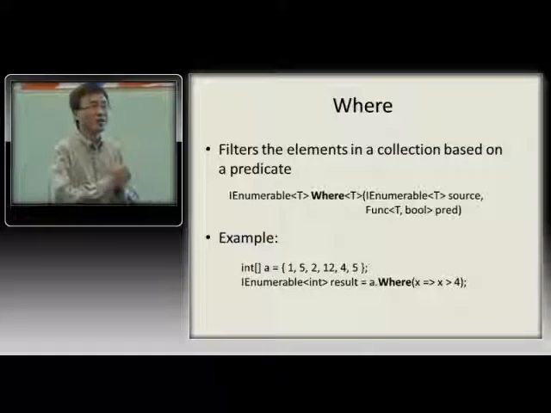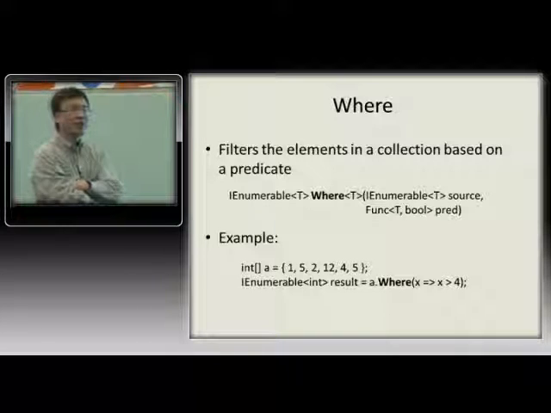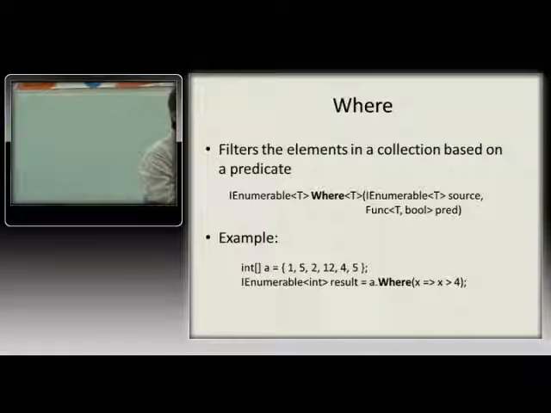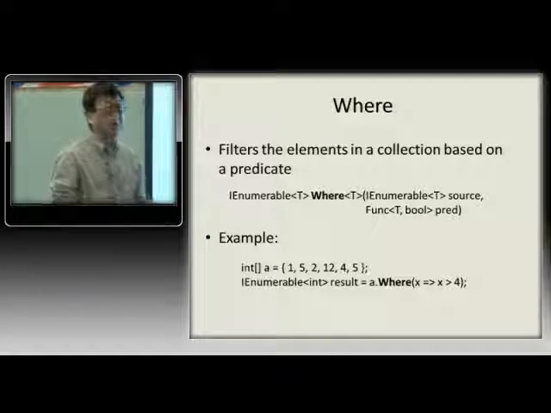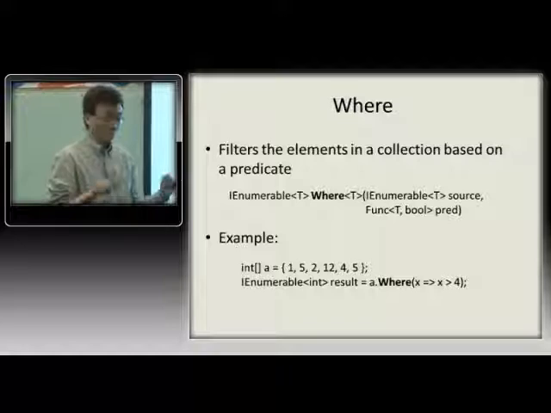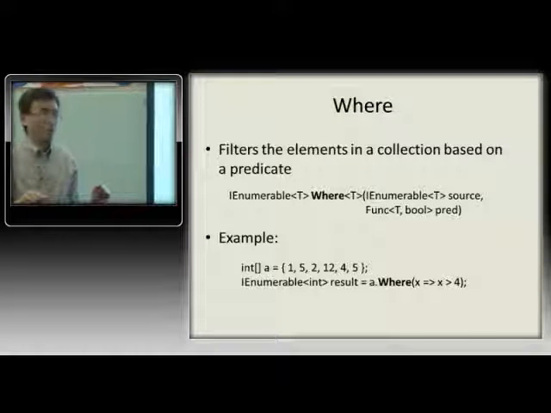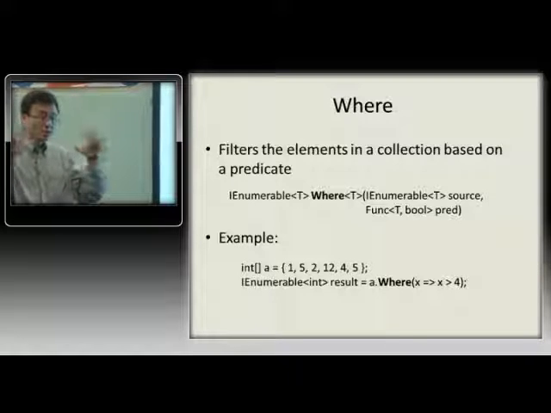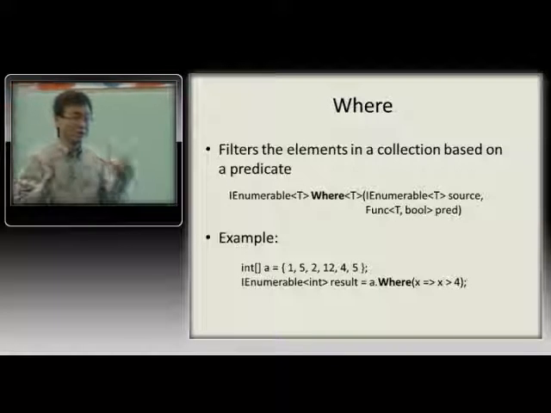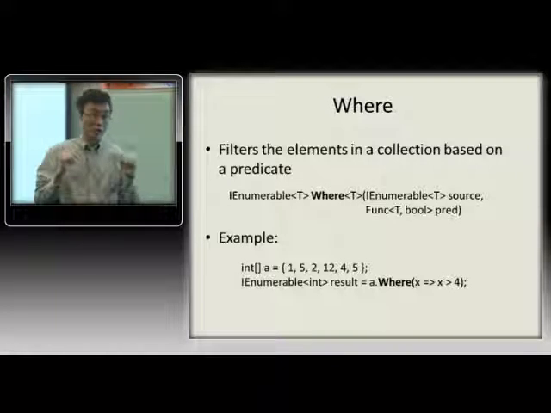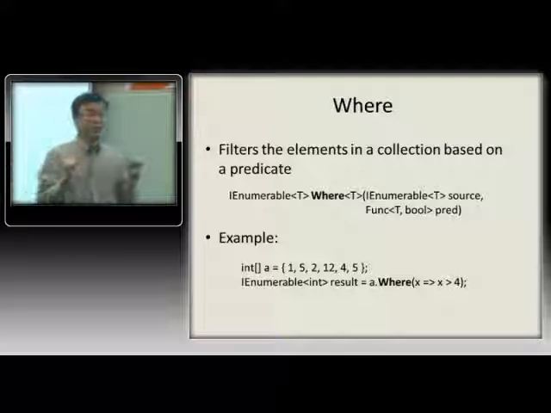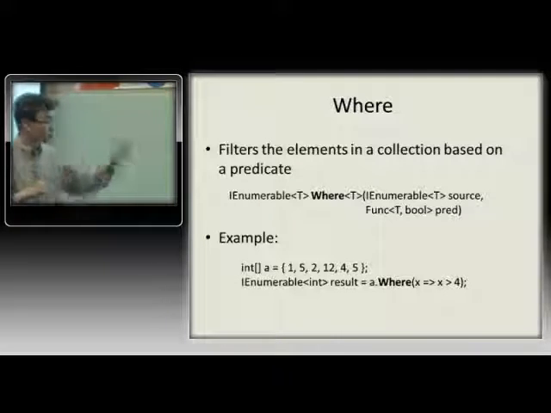If the function returns false, then the element is dropped. So basically, it returns a sub collection, which means all the elements in the sub collection satisfy the predicate.